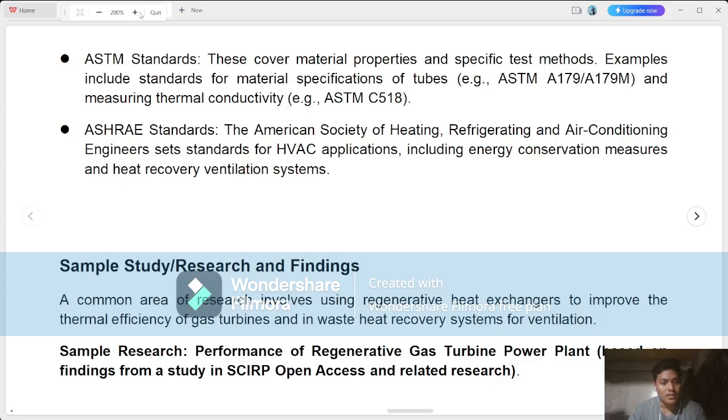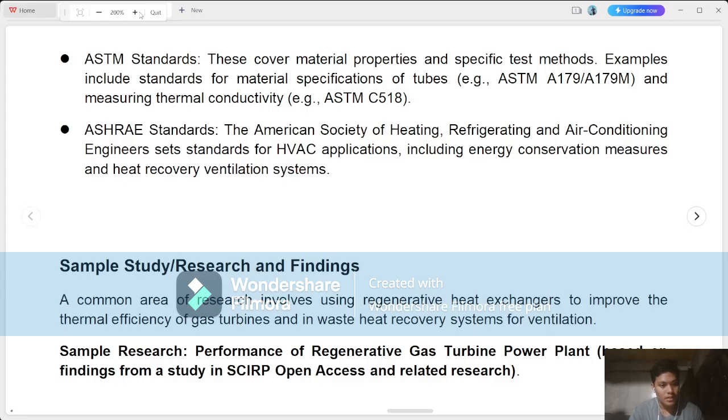ASHRAE standards, the American Society of Heating, Refrigerating, and Air Conditioning Engineers, set the standard for HVAC applications, including energy conservation measurement and heat recovery ventilation systems. Sample study of research and findings. A common area of research involves using regenerative heat exchangers to improve the thermal efficiency of gas turbines and waste heat recovery systems for ventilation.